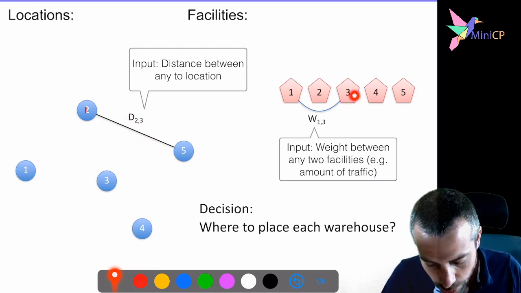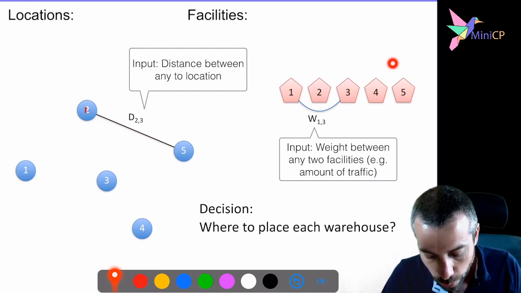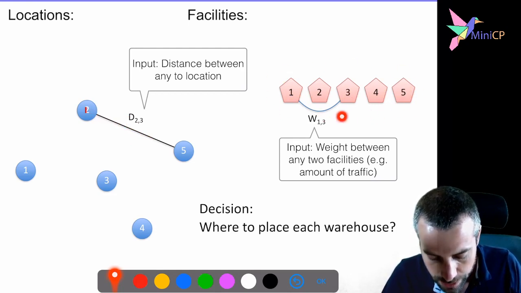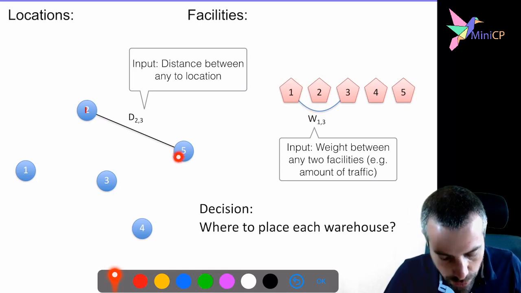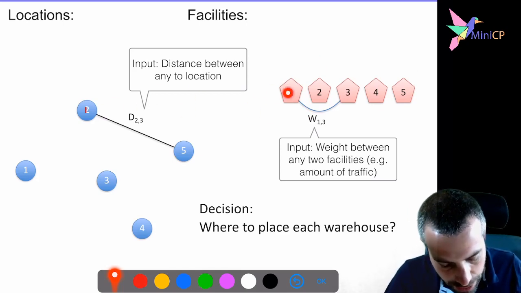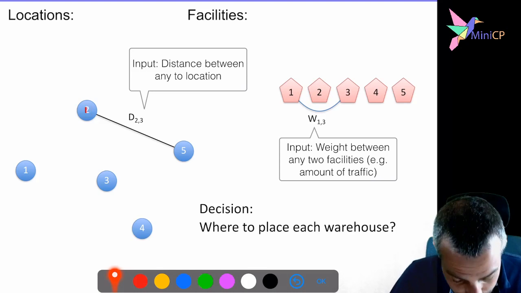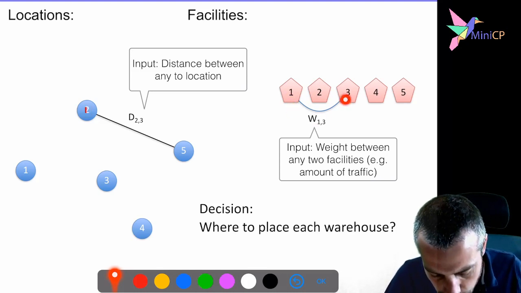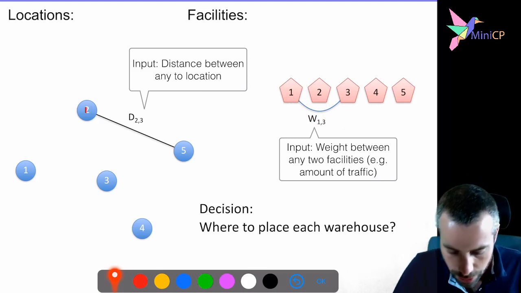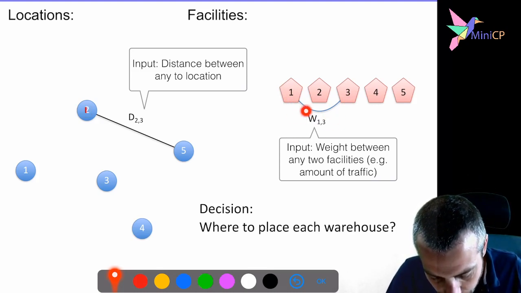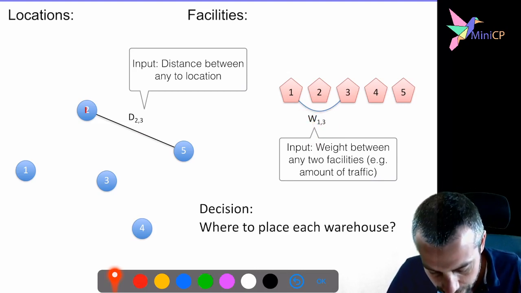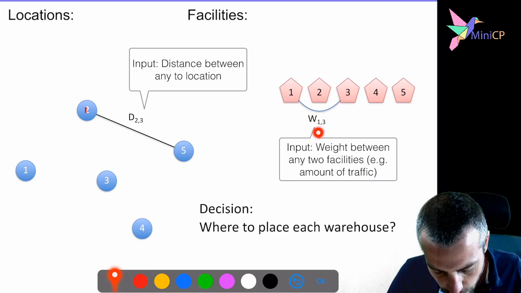What you also have is a bunch of facilities, or warehouses, if you prefer, or logistic warehouses, that you need to place on every location. Every warehouse must be placed on one given location, and no two of them can be placed on the same location. Between the facilities, some amount of work needs to be performed. This weight represents the amount of exchanges between warehouse 1 and warehouse 3, the amount of traffic between the two facilities.